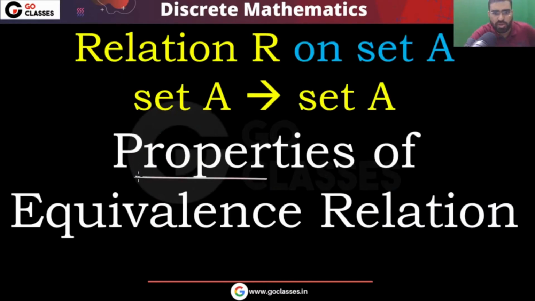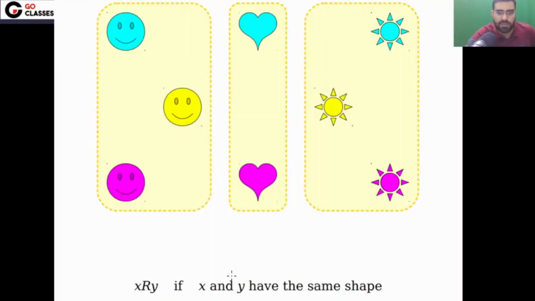I hope you understood all the properties of equivalence relation. Did you understand all the properties? We have seen all the properties of equivalence relations. For example, as you can see, the equivalence relation will partition our base set into some classes. Yes or no? For example, your base set is a set of shapes.